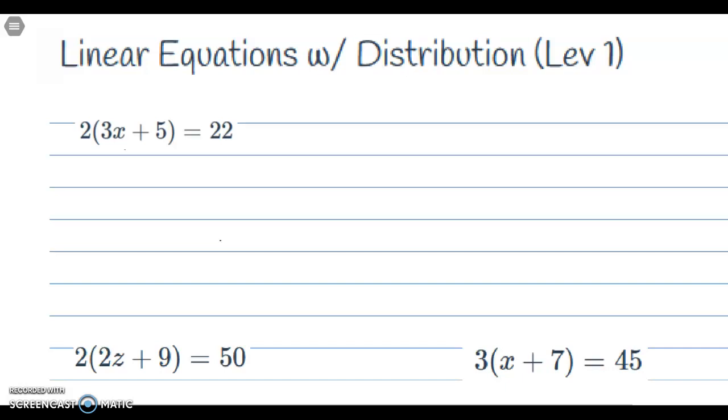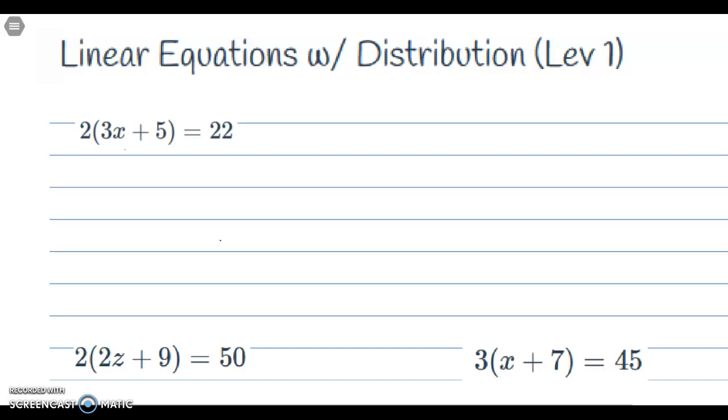So what we're going to do today is use a lot of stuff we've looked at in previous videos. We're going to take a look at doing the distributive property, collecting like terms, and solving two-step and multi-step equations. All of that's going to be in what we look at today.